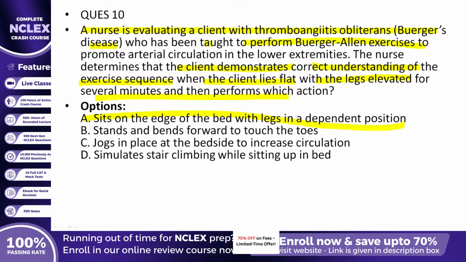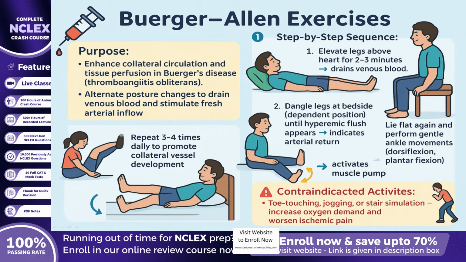Buerger-Allen exercises are a well-structured therapeutic regimen used to enhance collateral circulation and improve tissue perfusion in clients with peripheral arterial disease, particularly those suffering from thromboangiitis obliterans. These exercises strategically employ postural changes to alternately drain venous blood and stimulate arterial inflow. The correct performance begins with the client lying flat and elevating the legs above heart level for about 2 to 3 minutes, which helps drain venous and deoxygenated blood from the extremities.